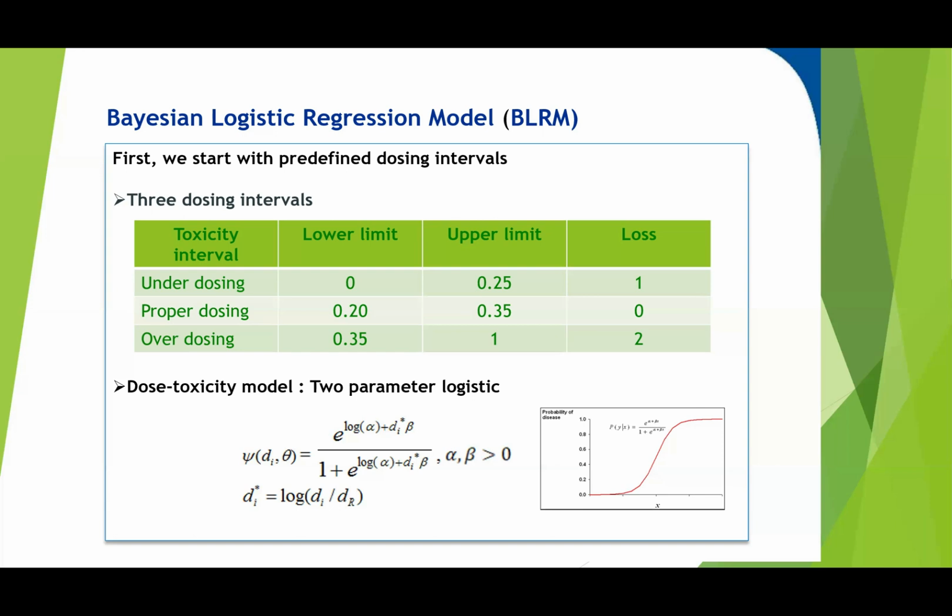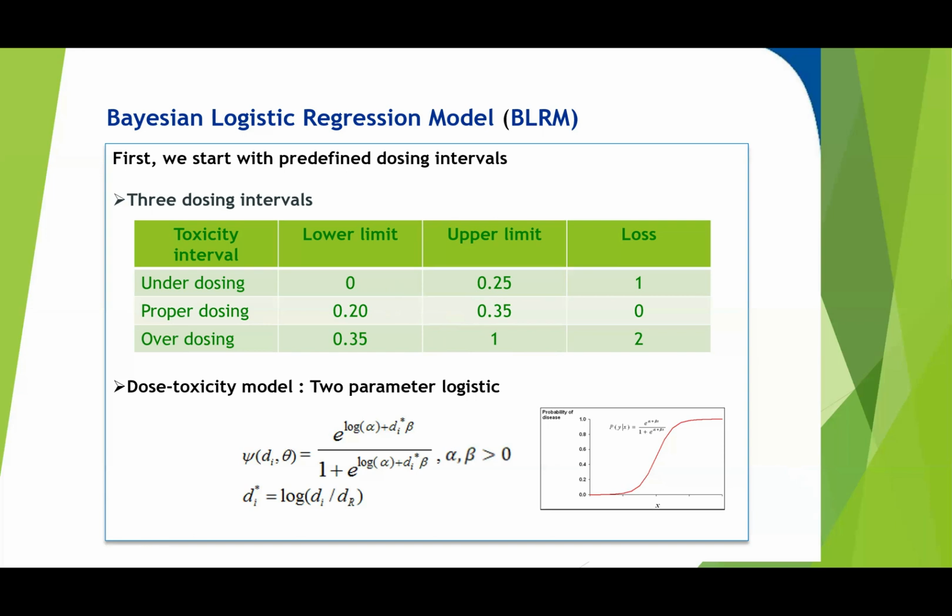Overdosing, surely we will encounter toxicity, and we can ascribe a value of 2. Proper dosing, no loss. But underdosing, we may lose on the efficacy side, so there will be a loss. Let us quantify that as 1. So it is not that we are stuck with these limits. It is possible to modify or choose any appropriate levels as limits.